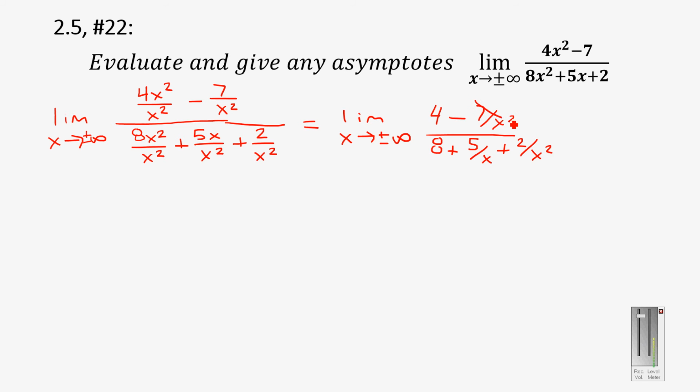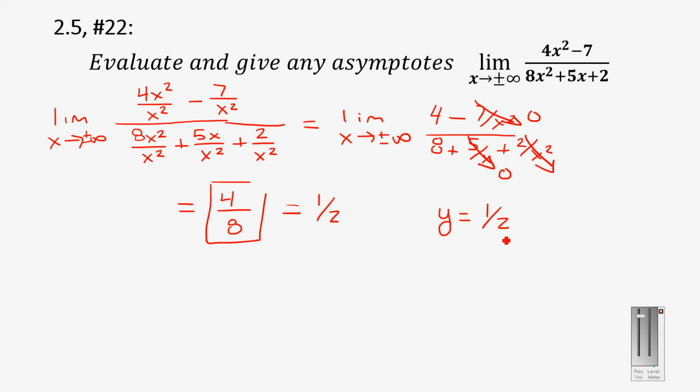In this case, this number goes to 0, this number goes to 0, and this number goes to 0. So the limit is going to be equal to 4 over 8, which goes to 1/2. So what does that mean? That means this whole function, if I were to graph it, would have y equals 1/2 as a horizontal asymptote.